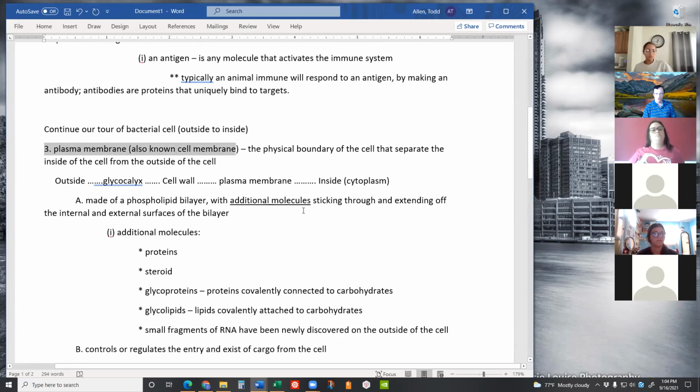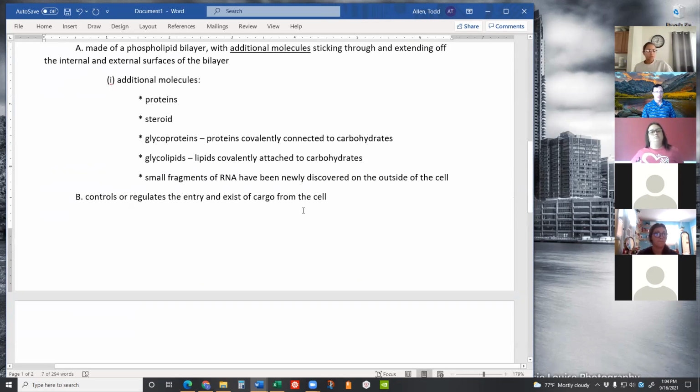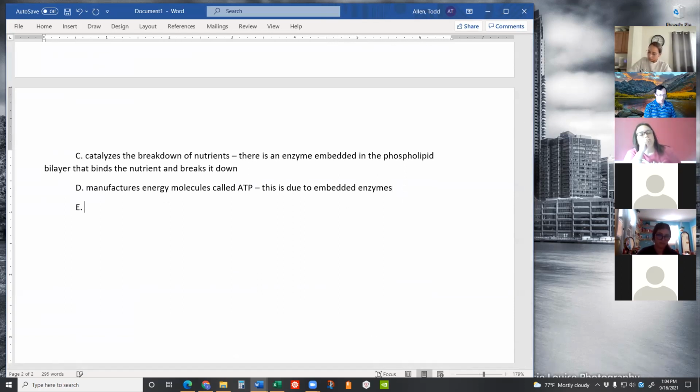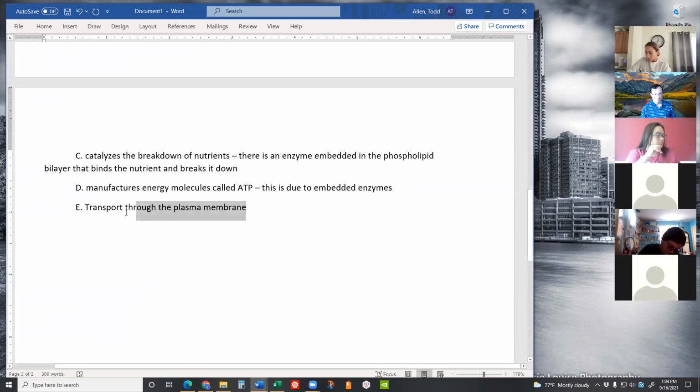Plasma membrane is a structure. It will make letter E a conversation about transport through the plasma membrane. And I'll underline it because this is a pretty significant topic that we need to talk about.